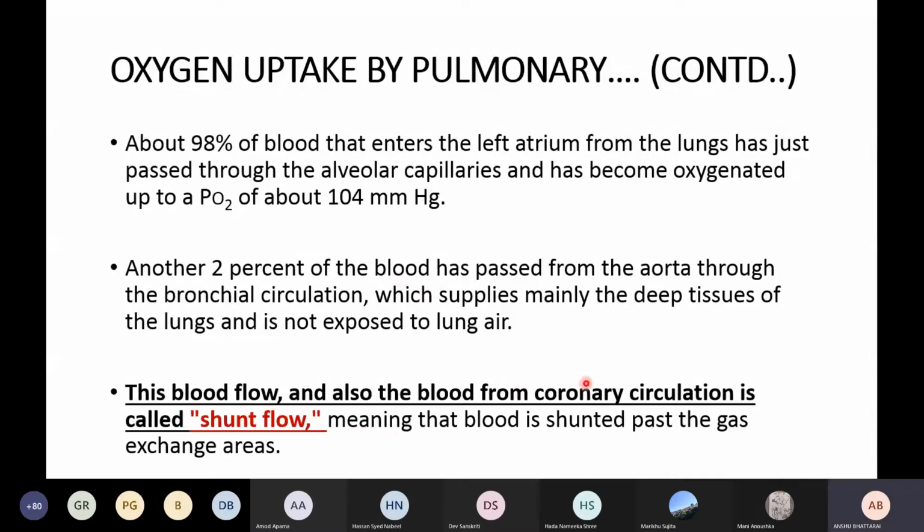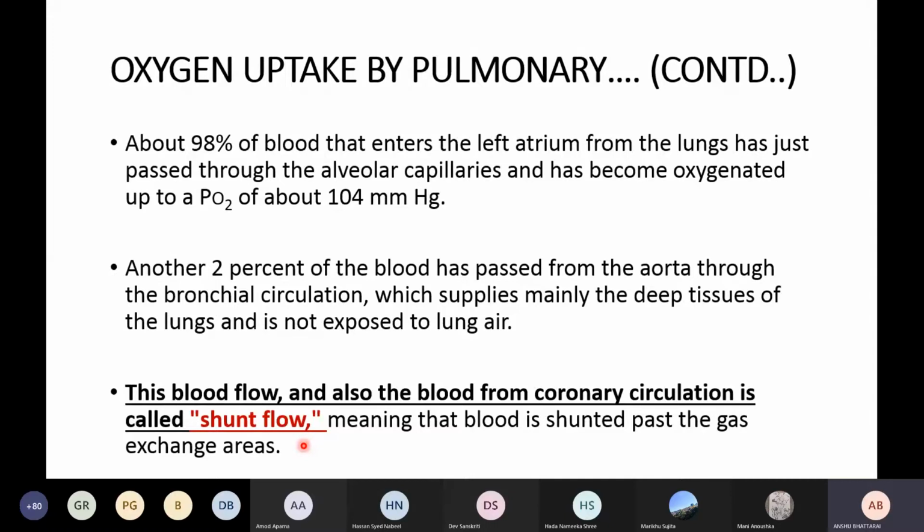And also the blood from coronary circulation. So what is this coronary circulation? It is the circulation that supplies the heart. Okay, this circulation also bypasses the gas exchange apparatus. What is this gas exchange apparatus? It is the alveoli and the pulmonary capillaries. It does not go through there. Okay, it bypasses this apparatus, and this is known as shunt flow. This is very important. Okay, so some amount of blood does not pass through the gas exchange apparatus and cannot get oxygenated. This blood is known as shunt flow.